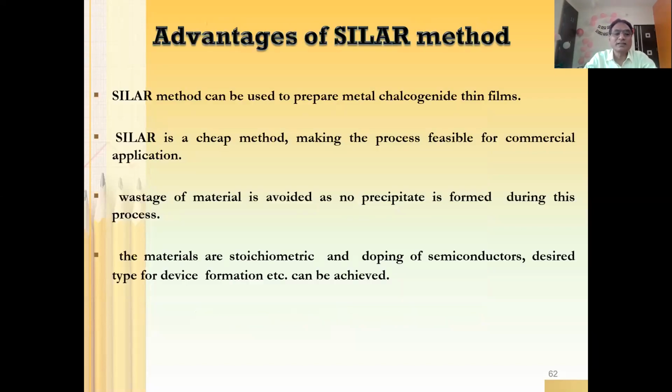What are the advantages of SILAR? The SILAR method can be used to prepare chalcogenide thin films. SILAR is a cheap method, making the process feasible for commercial application. So this is one of the very simple methods which is going to be useful for providing films for technological application as well.